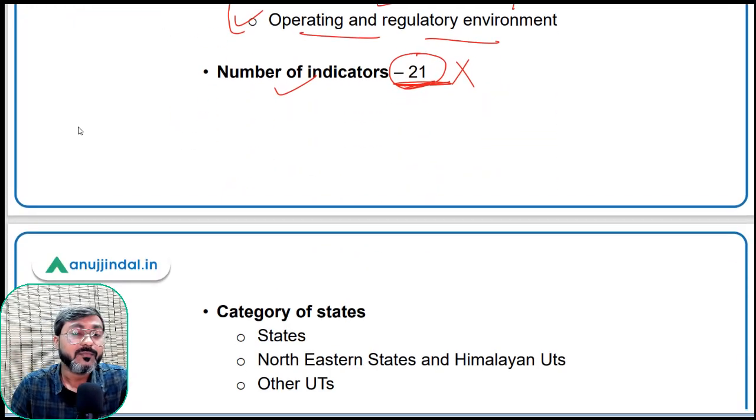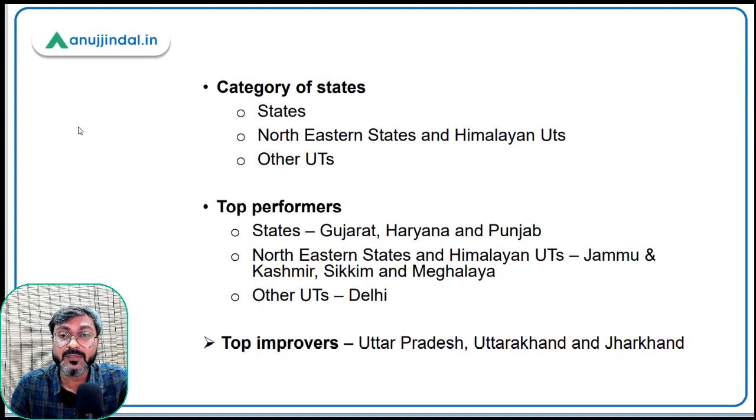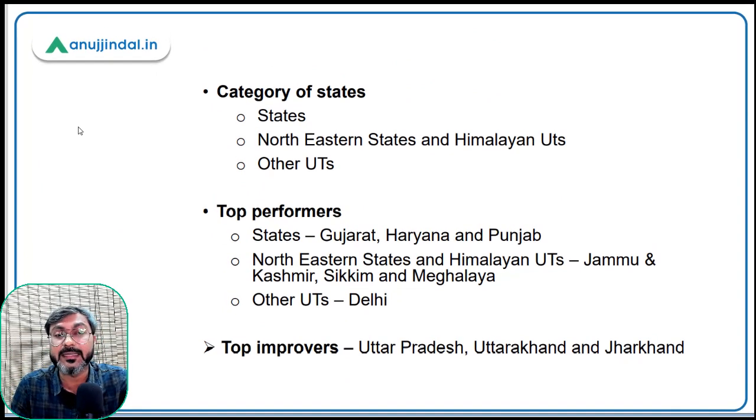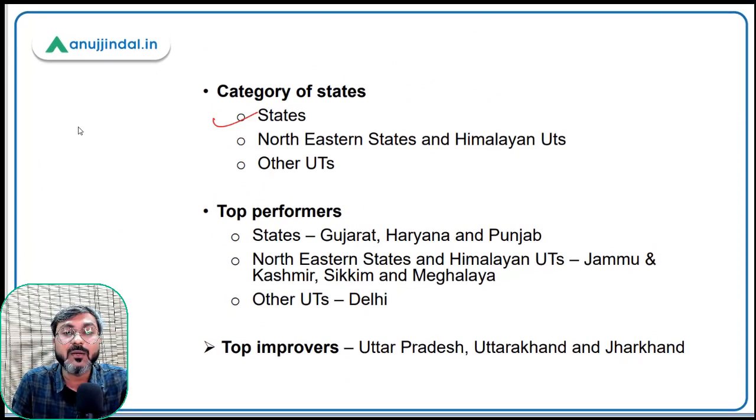All right. Now, there are three categories of states. The states are divided into three categories. Number one, the normal states. Number two, northeastern states and Himalayan UTs. And number three, other UTs. Other mein kaun hai jo Himalayan UTs nahi hai uske alawa.